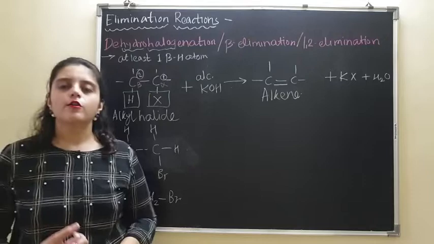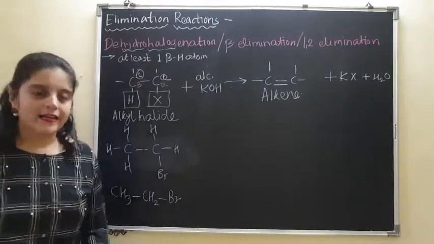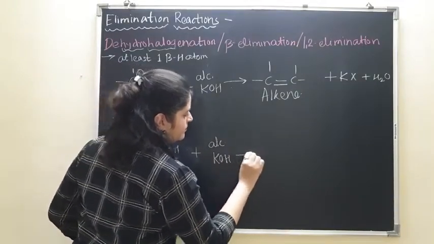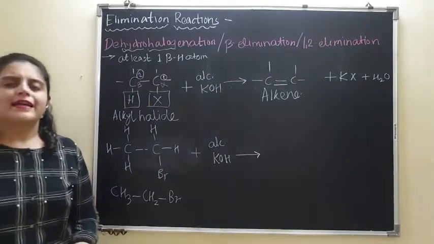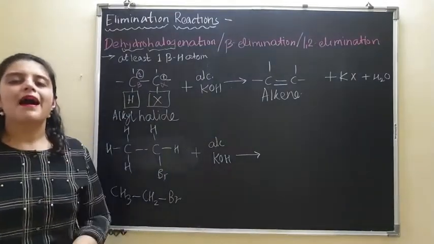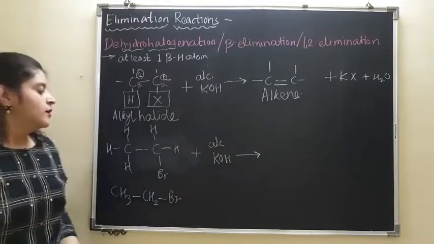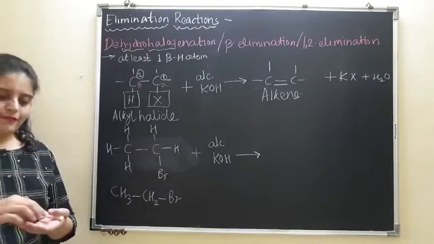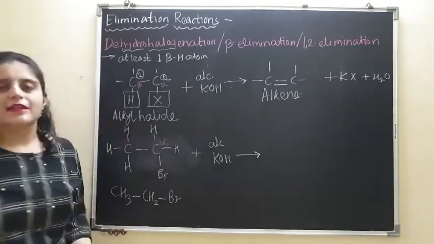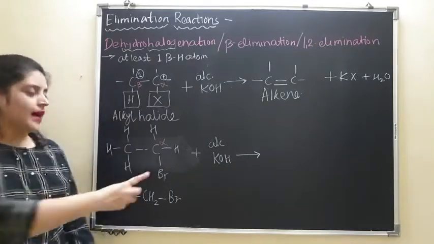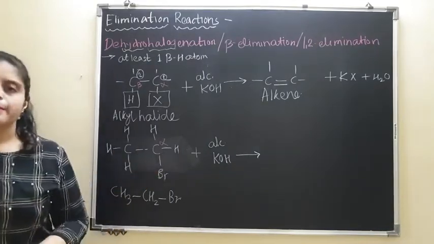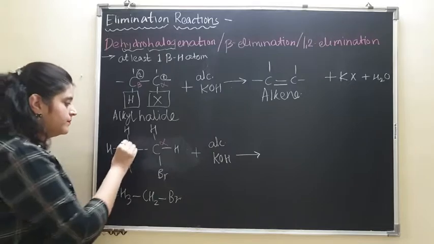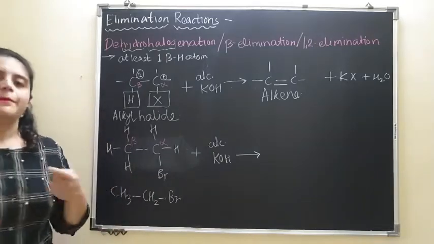Now what are we going to do? We are going to boil this bromoethane with alcoholic KOH. Now, when you write down the product, the first step is to mark the alpha carbon atom. The bromine atom is attached to this carbon atom, so let us mark this carbon atom as the alpha carbon atom. The carbon adjacent to the alpha carbon has to be the beta carbon. So the carbon next to this carbon is this carbon, and this becomes our beta carbon.